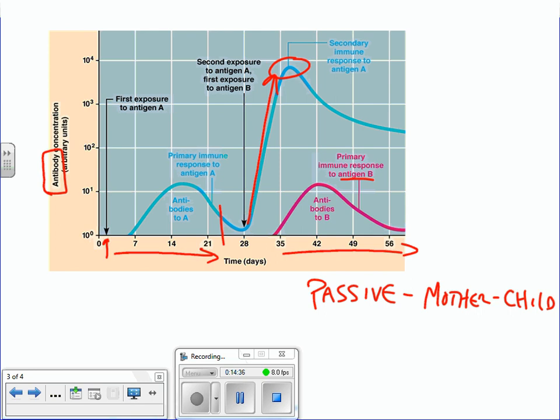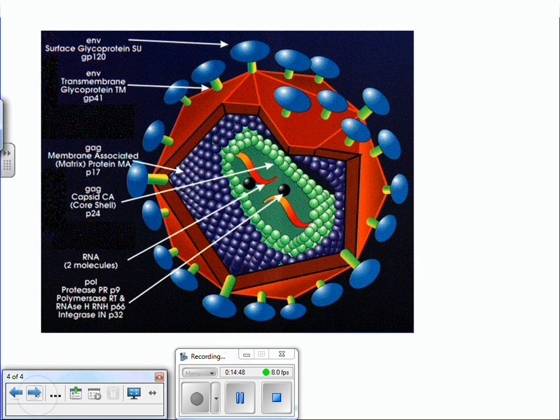The other way that a person can get passive immunity is if they do a blood transfusion and there's antibodies in the blood, they can also get some of those antibodies, and in turn have a better immune system.